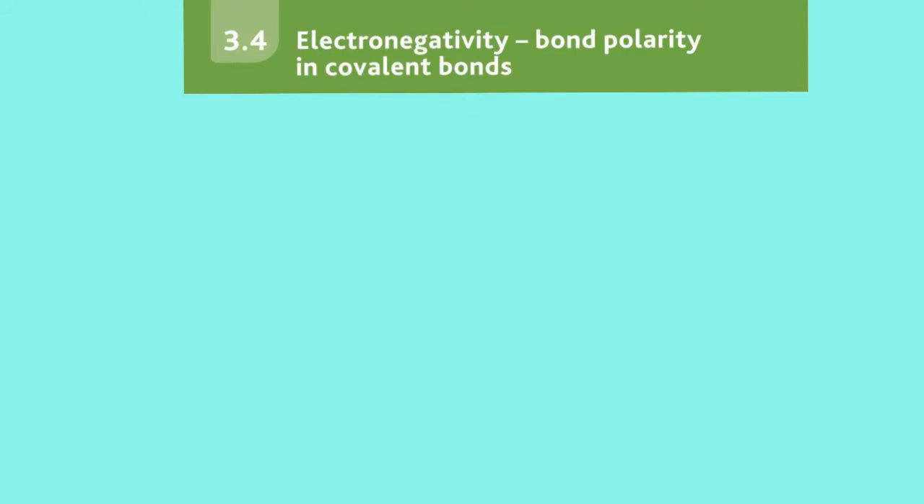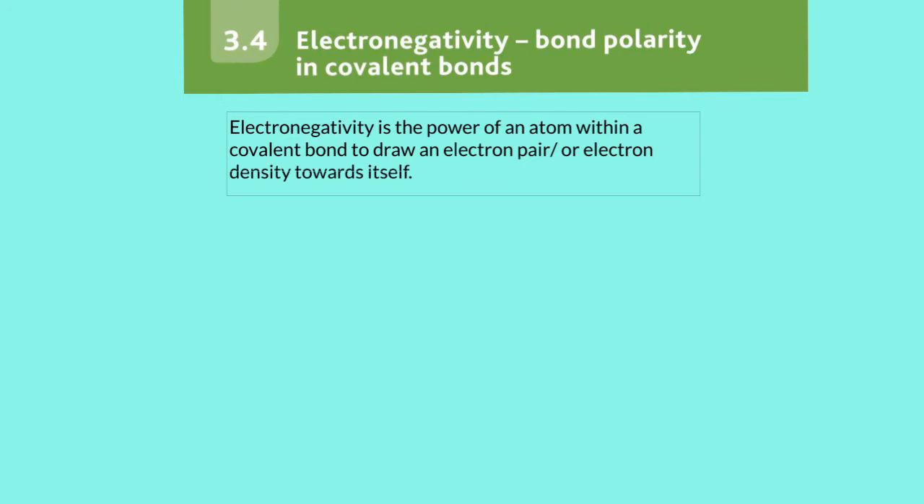To get a better idea of bonding at A level, it's best first of all to look at this concept of something called electronegativity. Here's the definition of electronegativity and make sure you learn it. Electronegativity is the power of an atom within a covalent bond to draw an electron pair or electron density towards itself. As I come to explain it, it will become apparent and easier to memorise this definition.